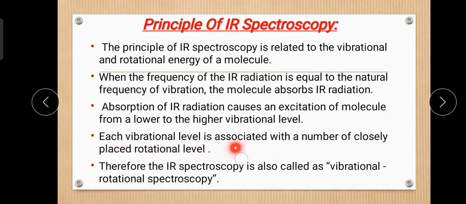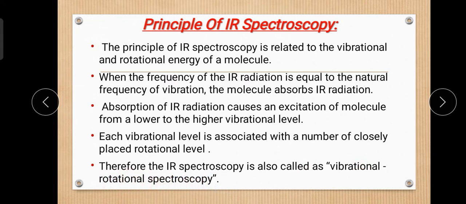Each vibrational level is associated with a number of closely placed rotational levels. As already mentioned, the electronic level consists of a number of vibrational levels, and each vibrational level consists of equally placed rotational levels. The distance between two rotational levels is the same, that means they are closely placed. So the vibrational level consists of rotational levels. Therefore, IR spectroscopy is also called vibro-rotational spectroscopy.